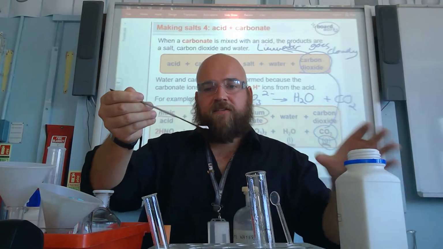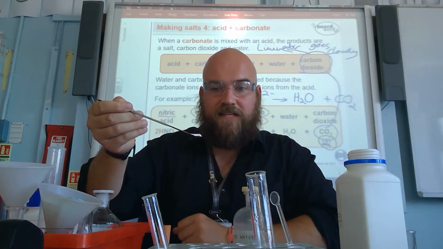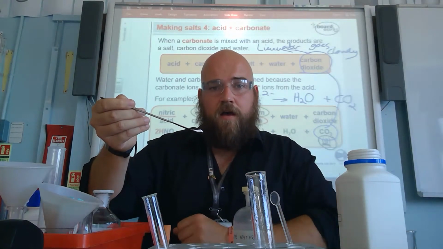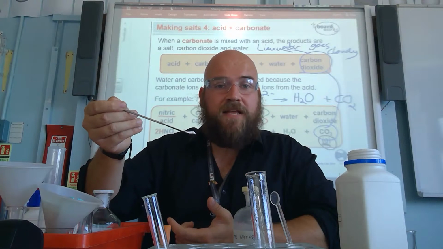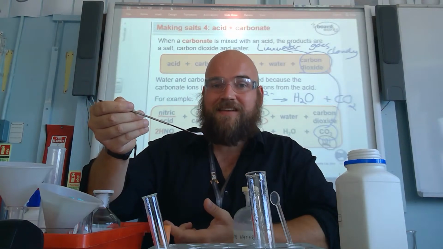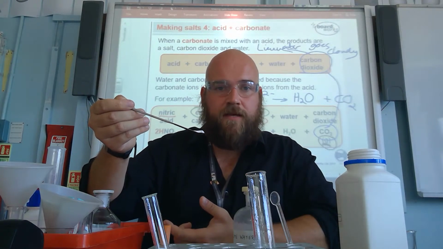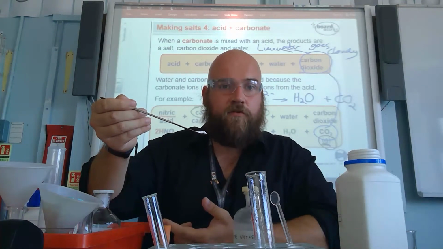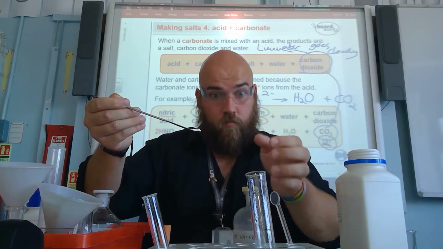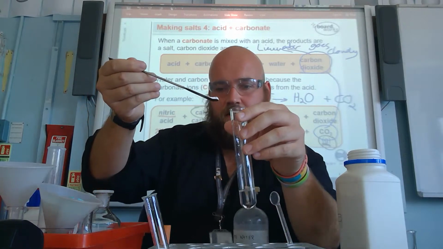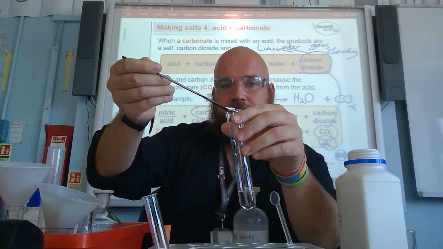So you can see calcium carbonate is a white powder. Why is it a white powder? Well, what's the metal in it? It's calcium, and calcium is in group 2. It's not a transition metal, and group 2 and group 1 compounds form white compounds. So let's just put some of this in.